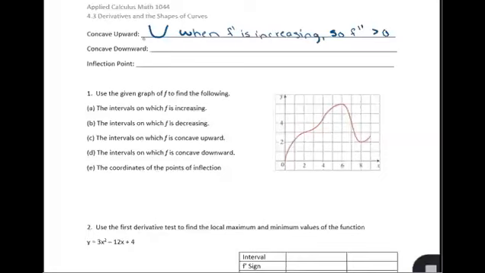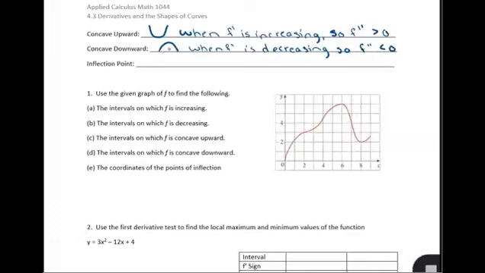You can say a curve is concave down, so that's the frowny face. It looks like a little mountain. When the reverse is true, so that would be when the first derivative is decreasing, which would mean that the second derivative would be less than 0.